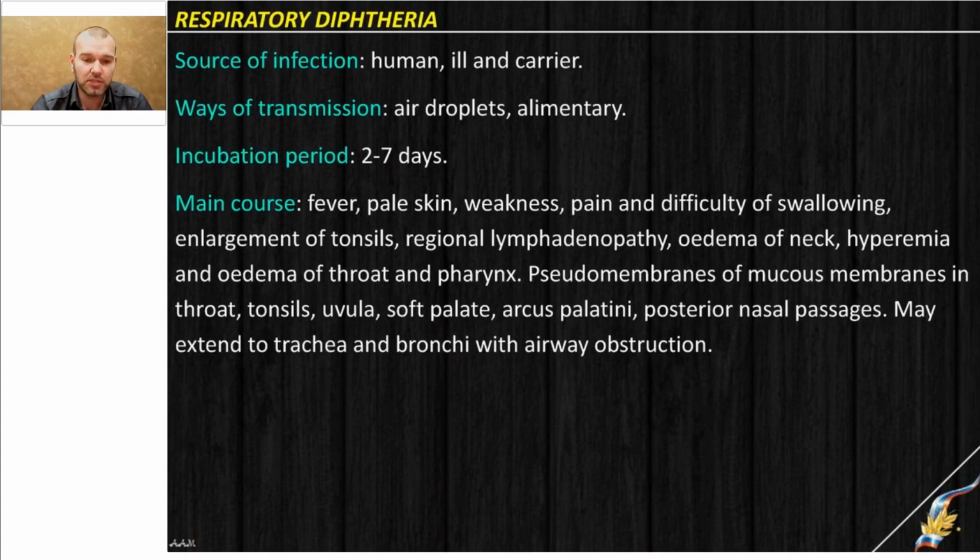The major symptom of diphtheria is formation of pseudomembranes or pseudofilms. It is a grayish film on the surface of mucous membranes, and actually it can be identified anywhere in the respiratory tract. First of all, in the oral cavity, in tonsils, in the throat, the uvula can be covered, and the whole soft palate can be covered with those films.